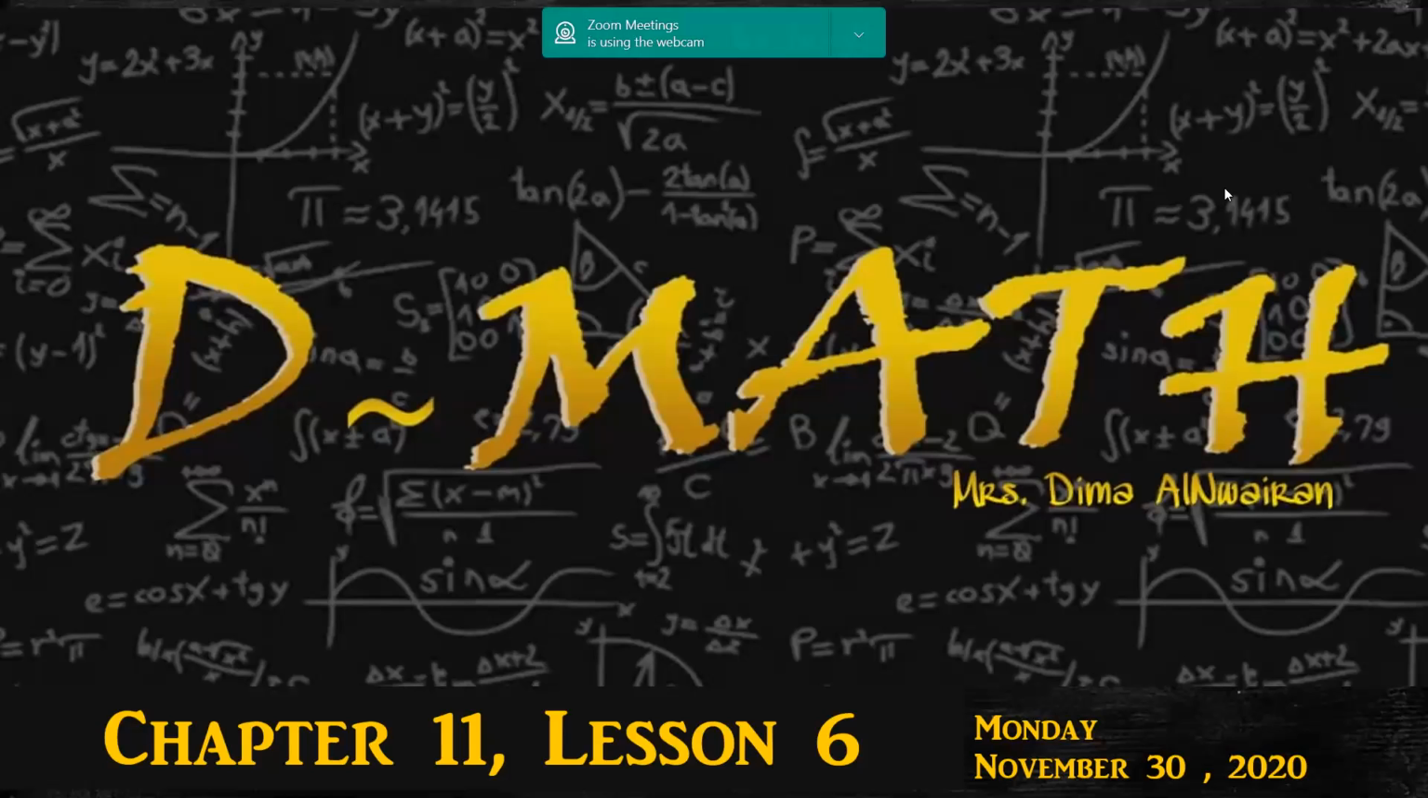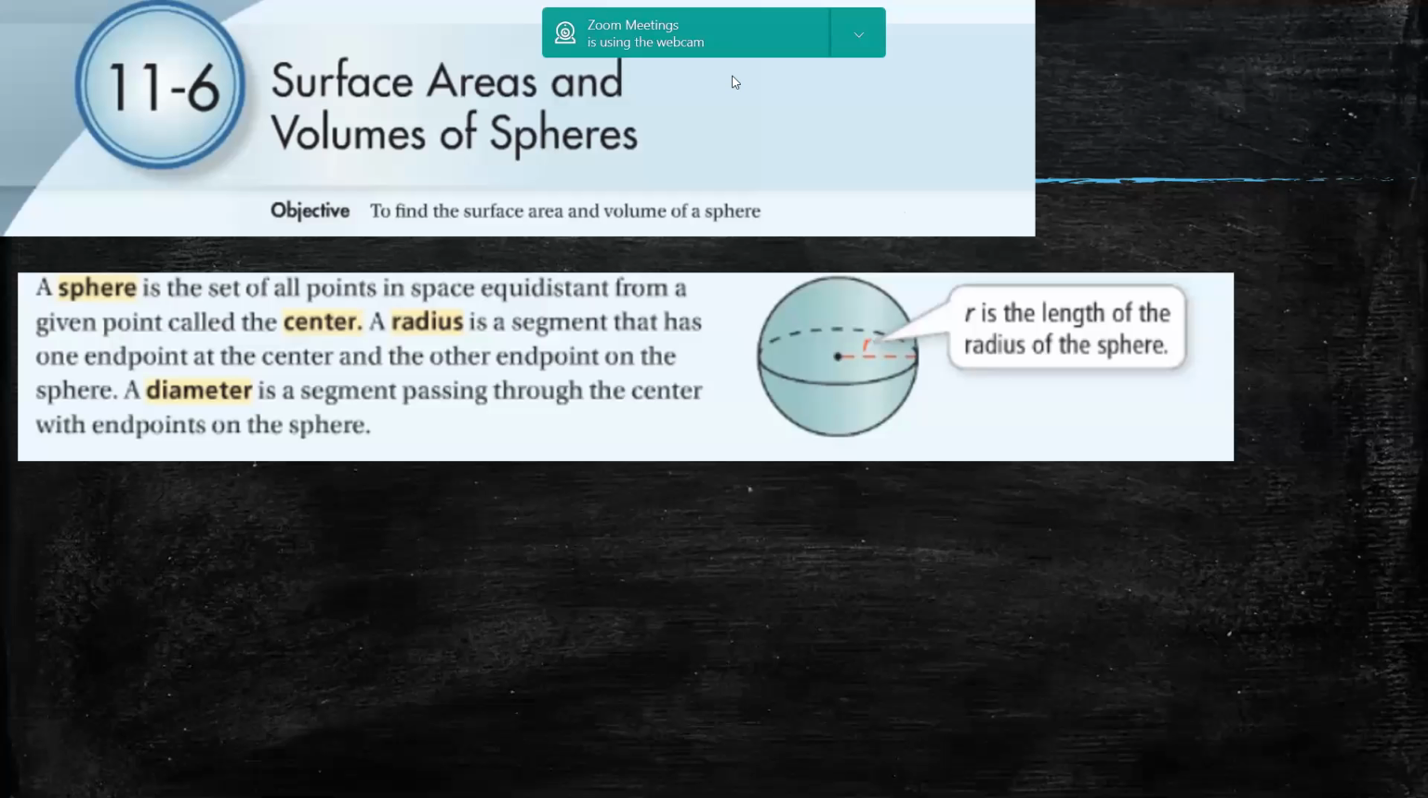Good morning. Today we will start Chapter 11, Lesson 6, Volumes and the Surface Areas of the Sphere. In this lesson, we will learn how we can find the surface area and the volume of a sphere. But before we start, let's see what a sphere is.